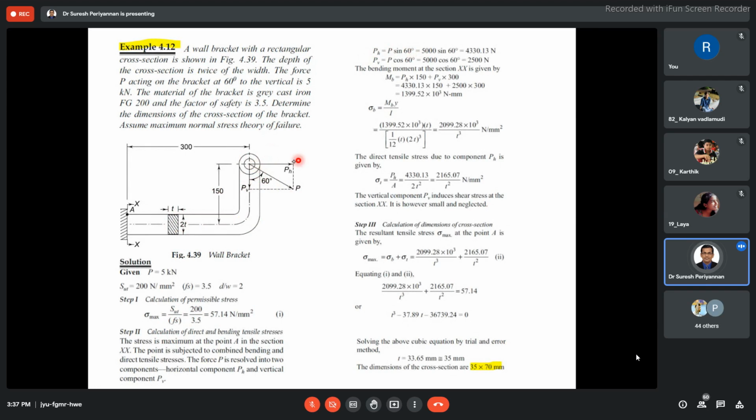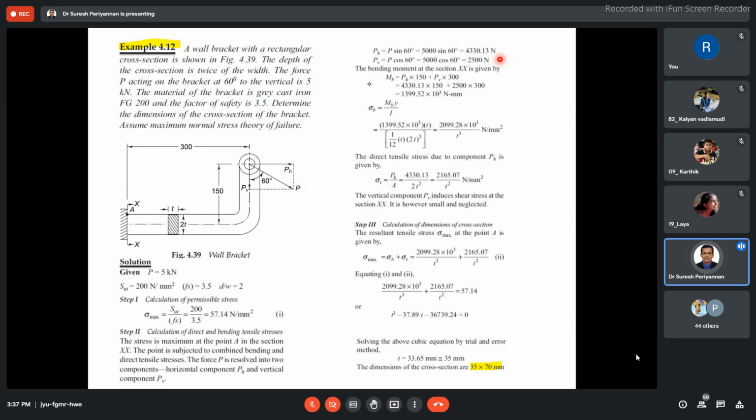With respect to this diagram, you can easily find the two components of the force: one is vertical, another one is horizontal. That's what we are finding here. The horizontal force component is 4,330 Newton, and the vertical force component is 2,500 Newton.